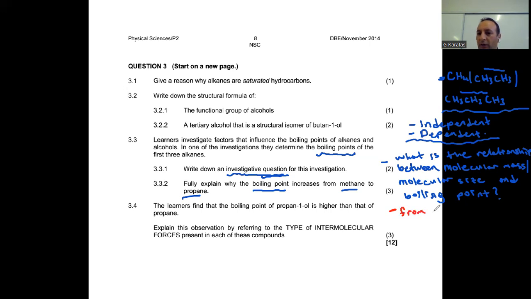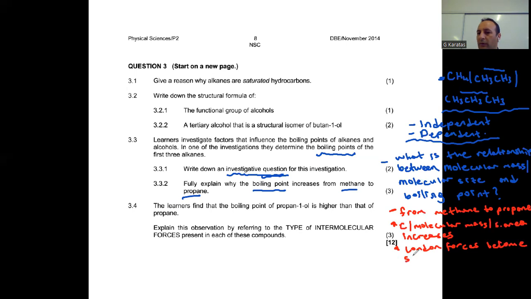So let us mention this. From methane to propane, what happens? Firstly, the number of carbons, or you can say molecular mass, or surface area, increases. As a result, London forces, the intermolecular forces, become stronger. So that needs more energy to overcome intermolecular forces. Okay, you need to complete the sentences basically. I'm just writing shortly.